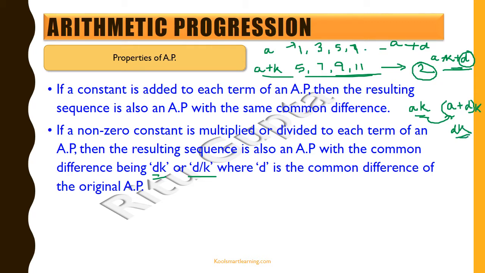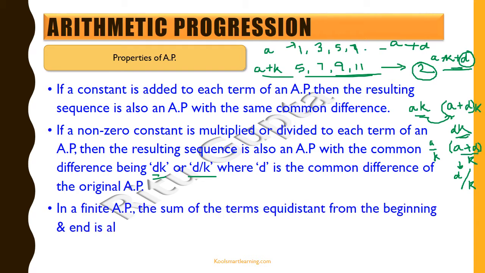Similar would be the case if we divide. The first term becomes a by k and the second term becomes (a plus d) by k, and if we subtract the first from the second term, we get the common difference to be d by k, but it still remains an AP.